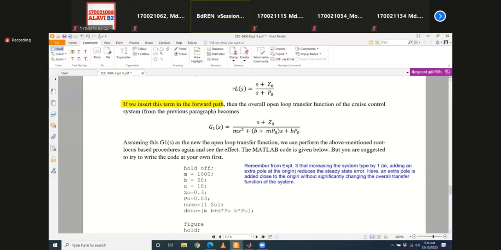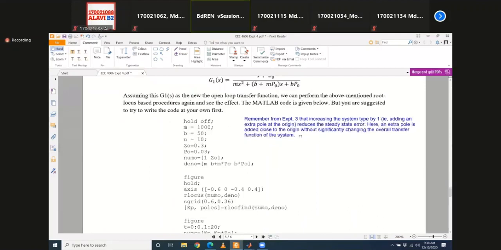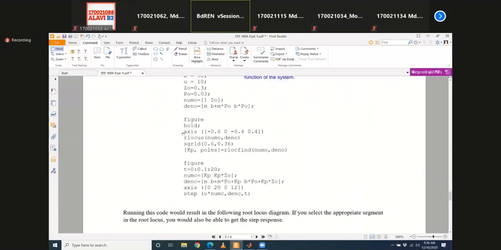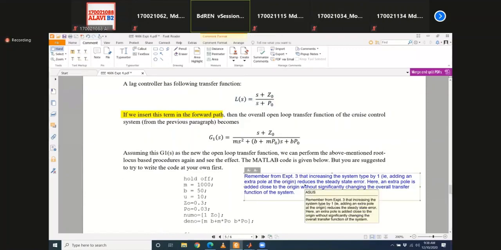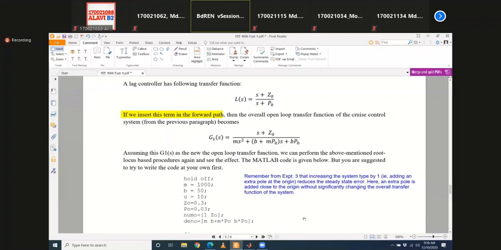Now, tell me, how does a lag controller reduce the steady state error? It will reduce the steady state error, which we'll observe later on by running this code. But let us define how it does it. So, can anyone tell me? Read this line first. Read the blue text. And then tell me how the lag controller can reduce the steady state error.